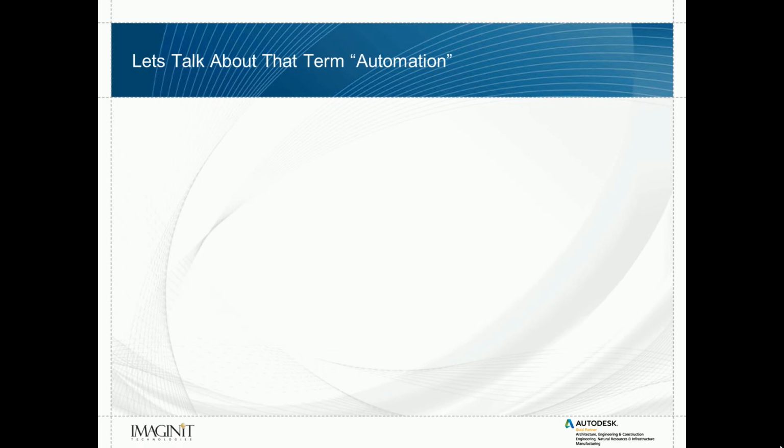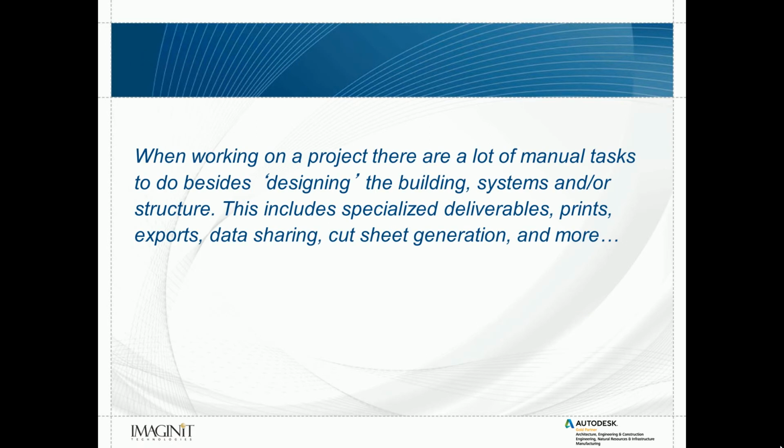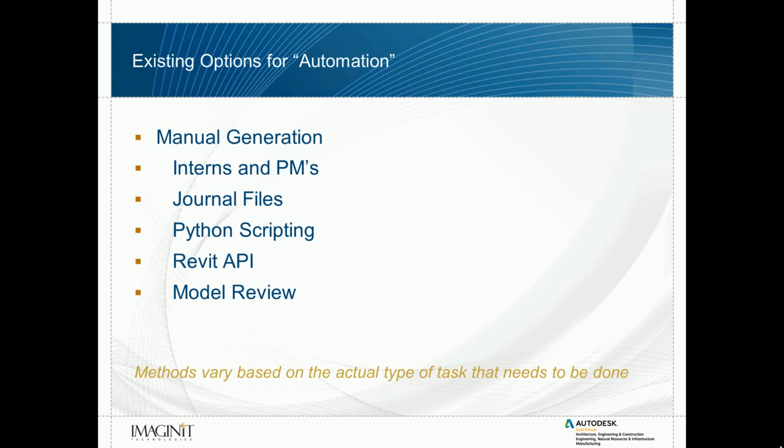So let's talk about that term automation. When you're working on a project, there's a lot of manual tasks to do besides designing the building, the systems, or the structure. This includes specialized deliverables, prints, exports, data sharing, cut sheet generation, and a lot more. Some of the options that you may be doing today for automation are things like just manually doing this task one time every single time you need to do that.